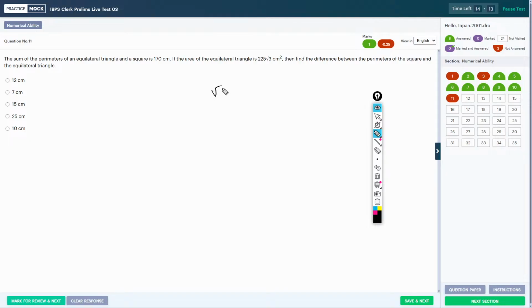The sum of the perimeter of an equilateral triangle and a square. Area of equilateral triangle is root 3 by 4 a square. Here the sum of the perimeter of equilateral triangle and square is 140. So 4a is 140, a is 35. Then the difference between the perimeter of the square and the equilateral triangle. So 140 and 30. Is it the sum or is it the difference?